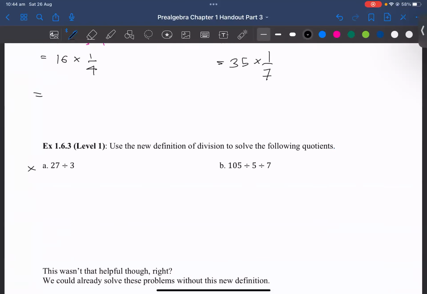We'll skip A, and you do part B here for the exercise. If you did area, it's fine.